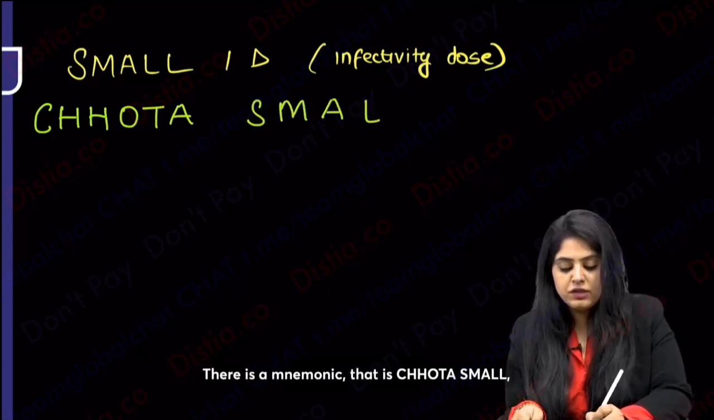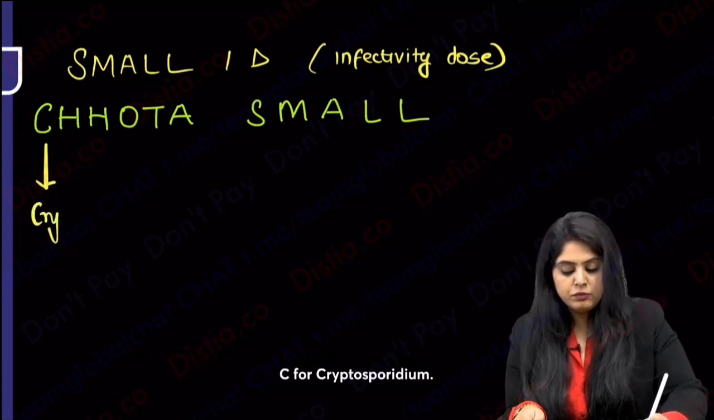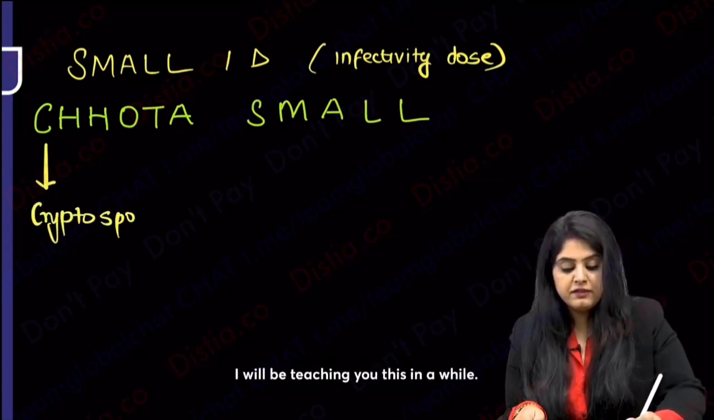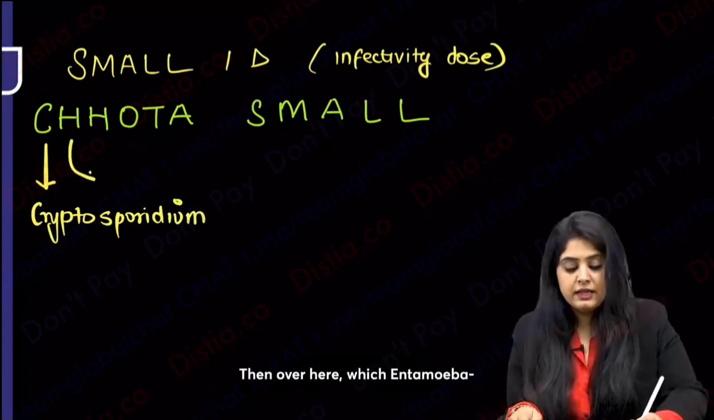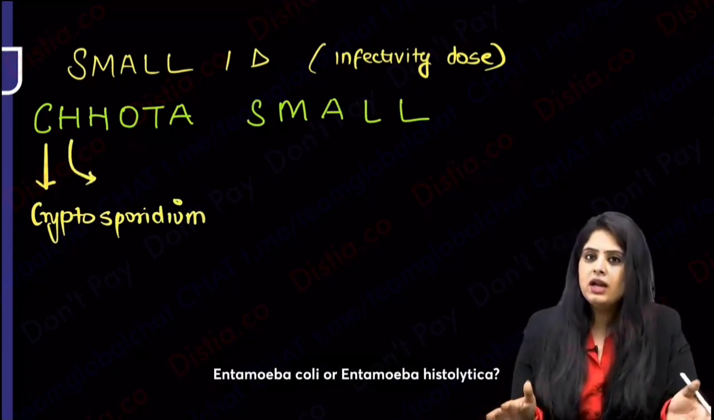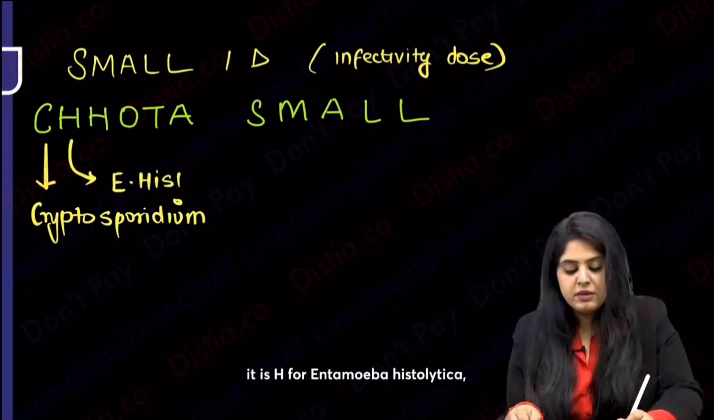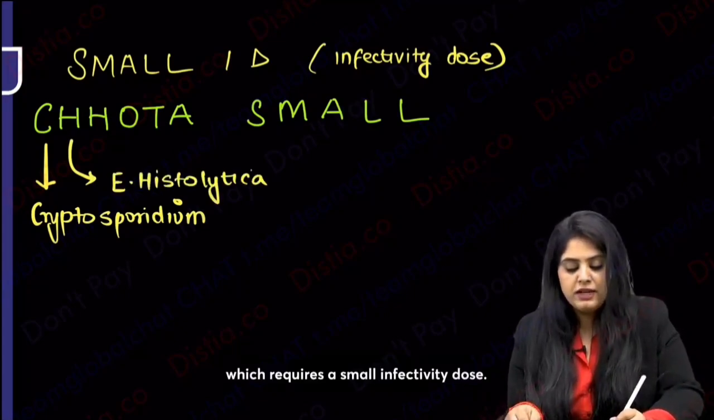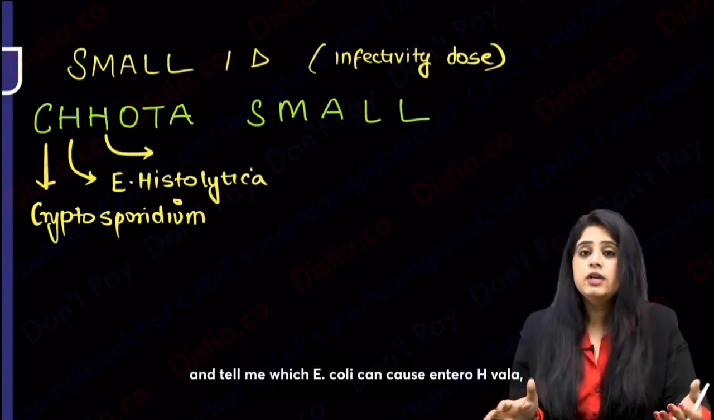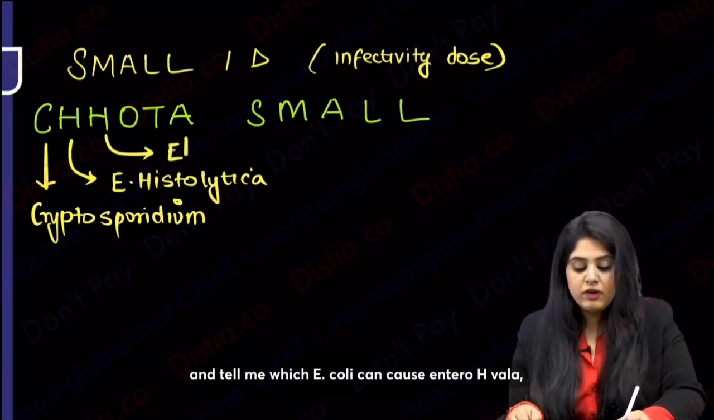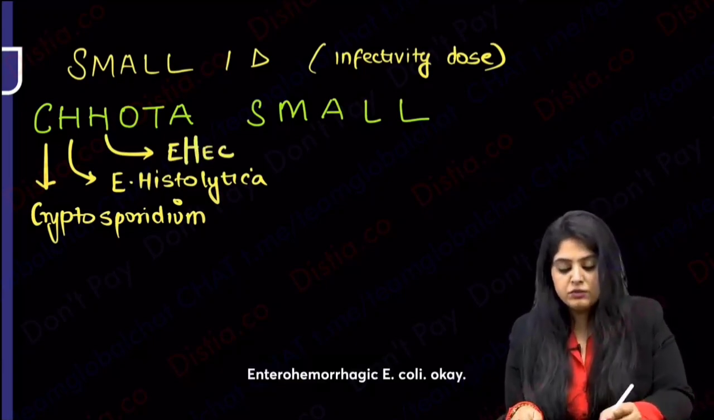The mnemonic chota small tells me that first and foremost, C is for Cryptosporidium. I'll be teaching you this in a while. For Cryptosporidium, we need very few organisms to be able to cause infection. Then over here, which Entamoeba? Entamoeba coli or Entamoeba histolytica? As I'm saying over here, it is H for Entamoeba histolytica, which requires a small infectivity dose. Similarly, if I ask you to go back to bacteriology and tell me which E. coli can cause it, H wala, enterohemorrhagic E. coli. Okay, let's move forward.